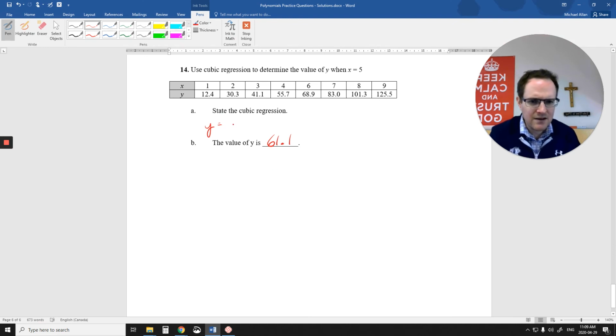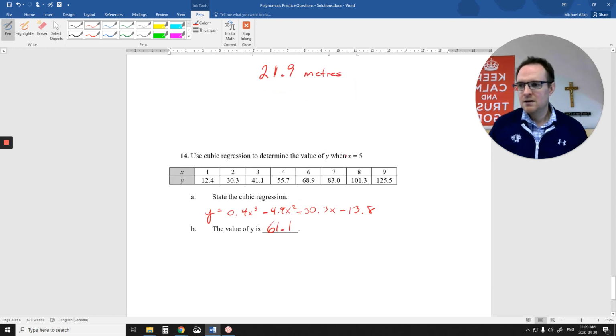So my A value, I just put it on the other screen so I can write this out. A value is 0.4x cubed. And then my b is negative, but it says plus bx squared, so it's negative 4.9x squared. Then it says plus c, and my c is positive 30.3x, and this is plus d. My d is a negative number, and I'm going to round that. There you go. Looks pretty good. That's it.